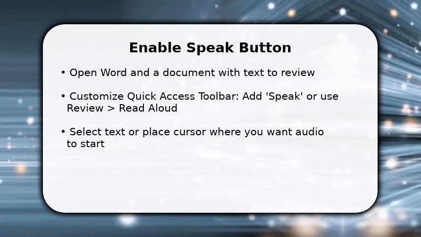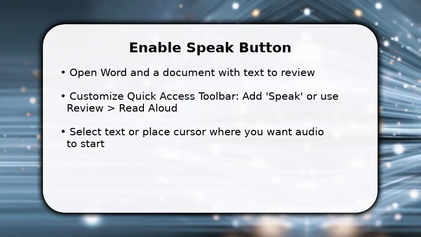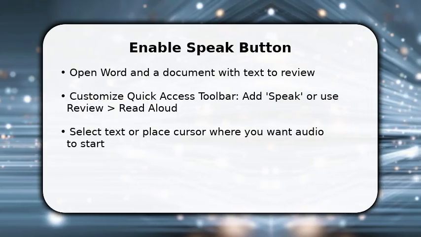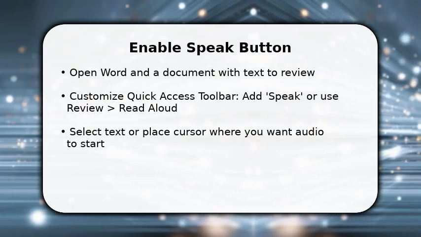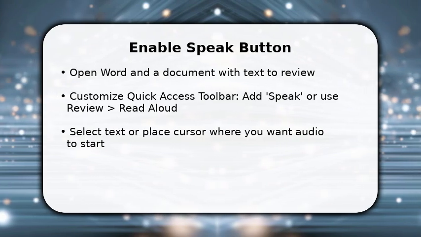Select a sentence or paragraph. That selection tells Word what to read. This is faster than navigating menus each time, and it helps you catch rhythm, tone, and errors while editing. Make sure microphone or speakers are ready so you can hear playback clearly.